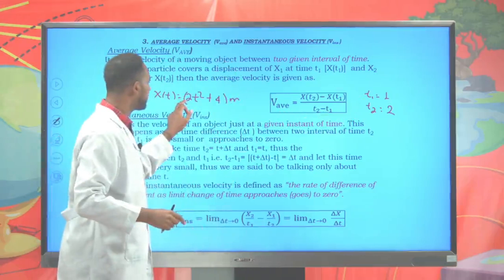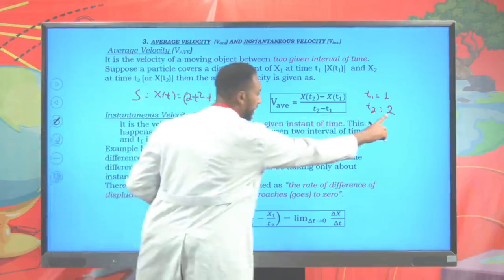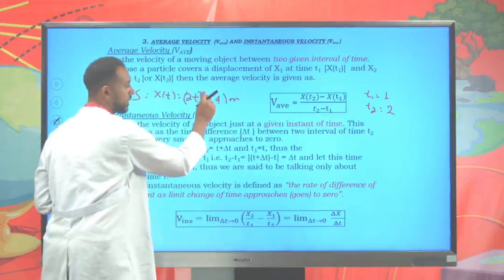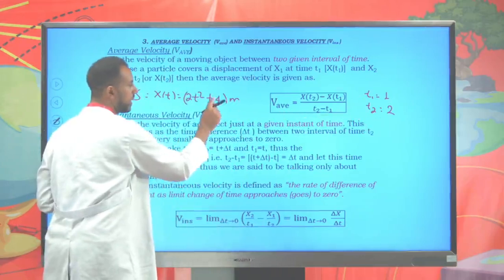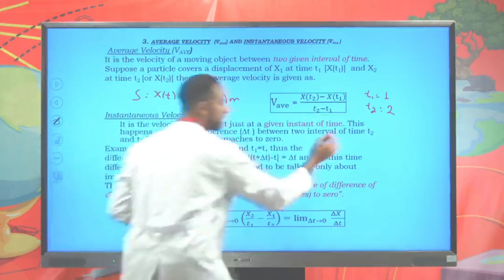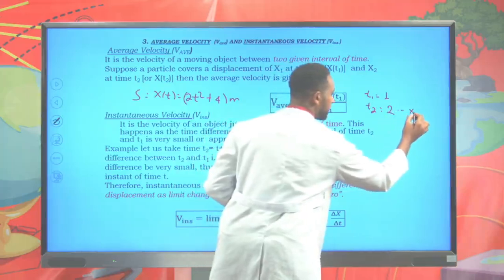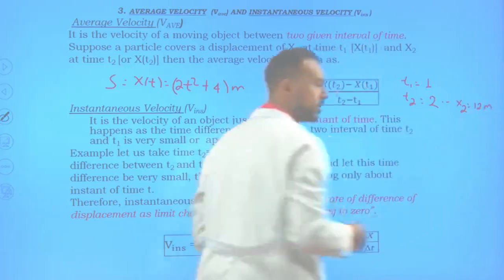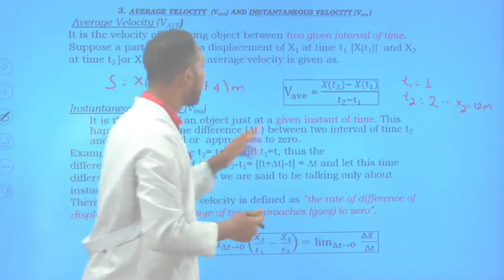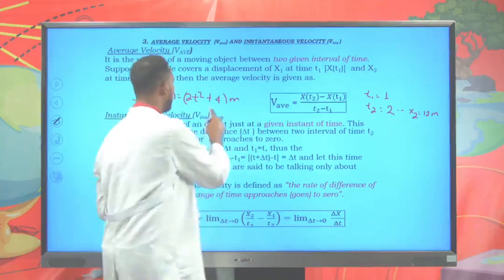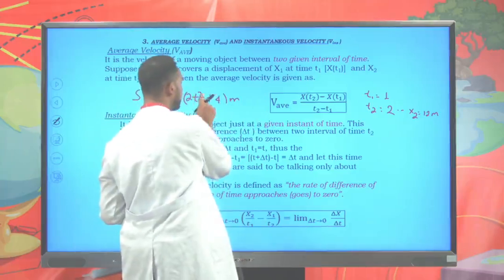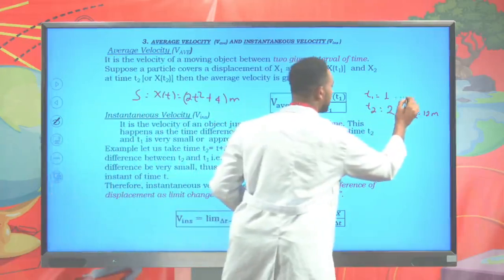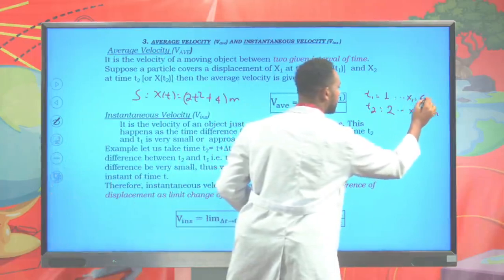Therefore, what is the displacement at time t2 equals 2 seconds? 2 squared gives you 4, 4 times 2 is 8, and 8 plus 4 gives us 12 meter. The displacement of the particle at time t2 is 12 meter. How about at time t1, 1 second? When you put 1 here, 1 squared gives you 1, 1 times 2 plus 4 gives us 6. Therefore, the corresponding displacement is 6 meter.